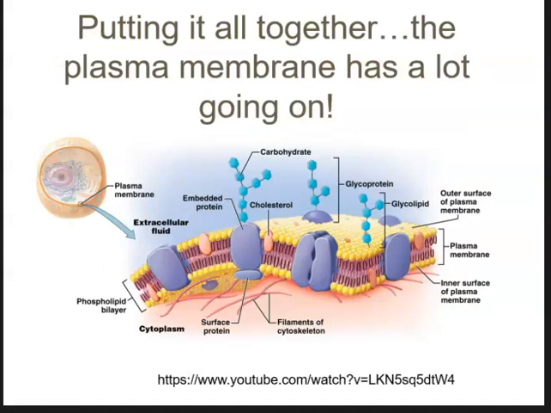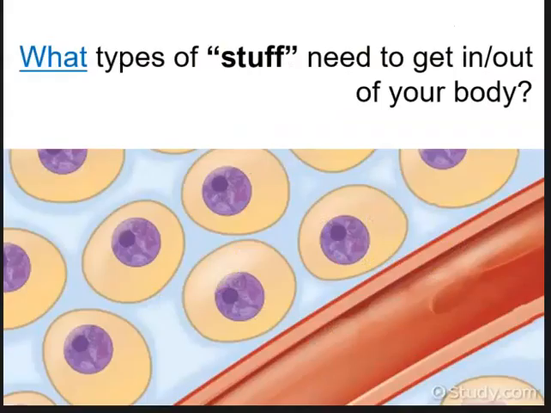So putting it all together, the plasma membrane does have a lot going on. Again, we have lipids, we have carbohydrates, we have proteins that form carriers for certain molecules to be able to enter and pass through the plasma membrane. And again, here is that YouTube link that describes the different properties of the plasma membrane.